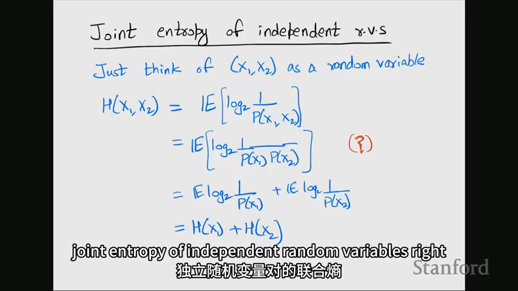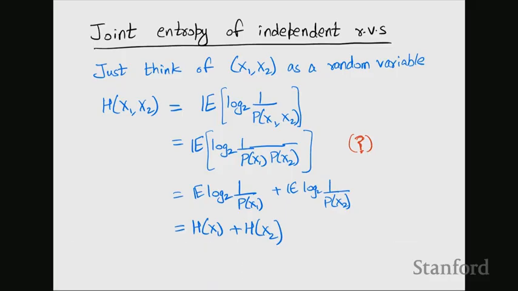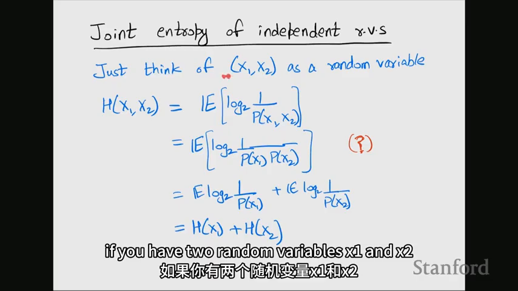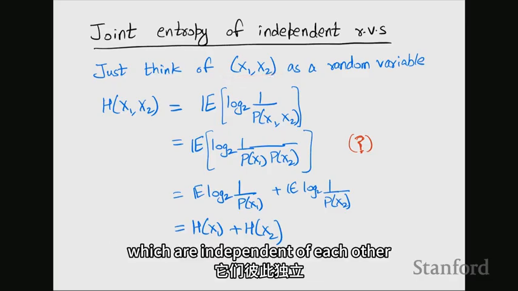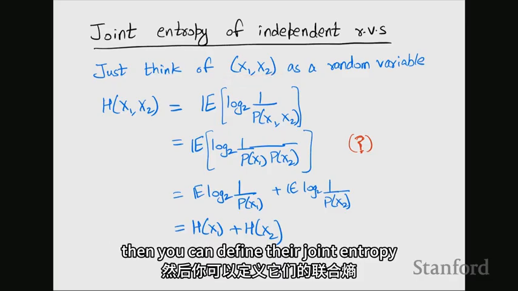Joint entropy of independent random variables, right? So, if you have two random variables x1 and x2, which are independent of each other, then you can define their joint entropy.